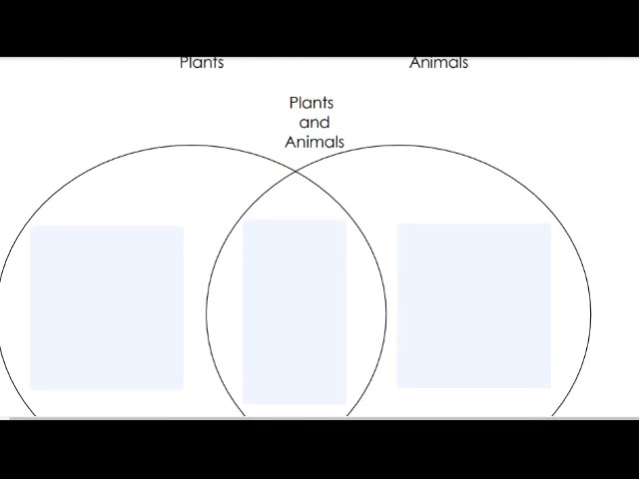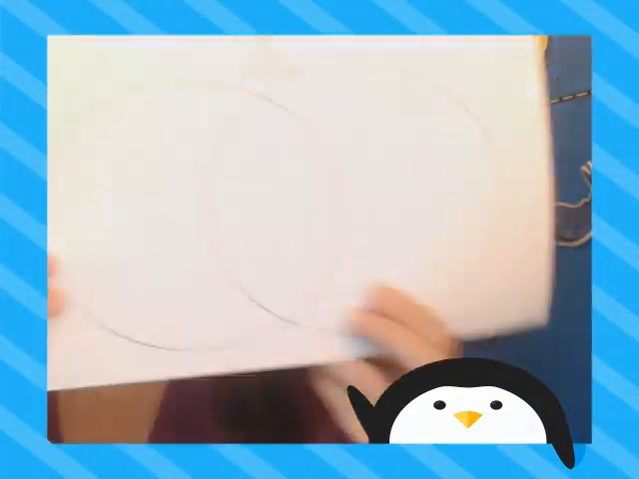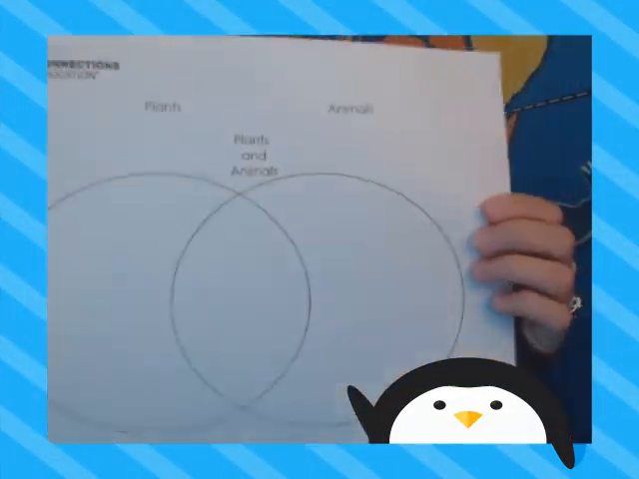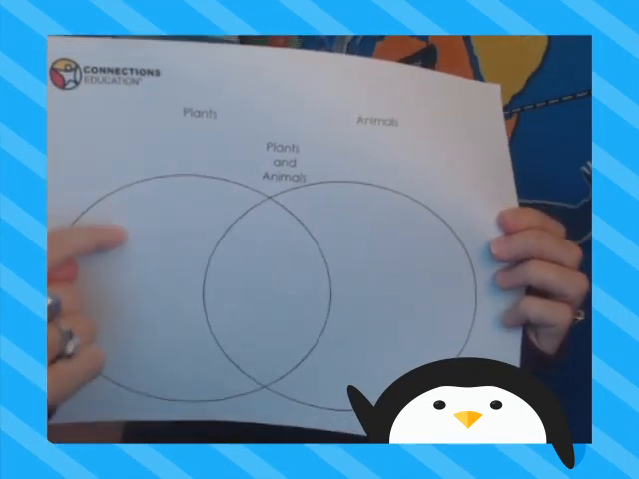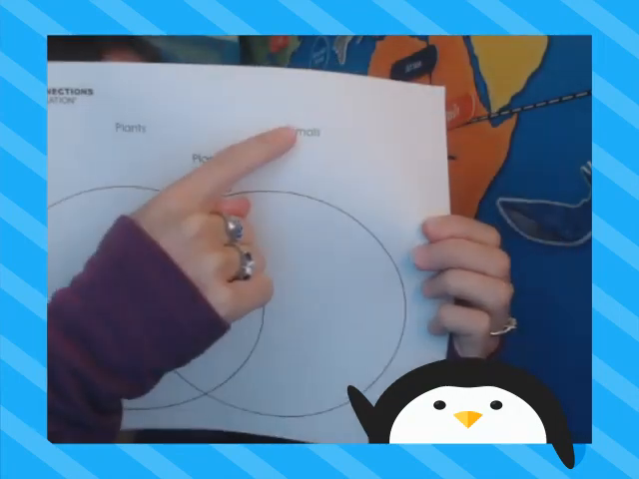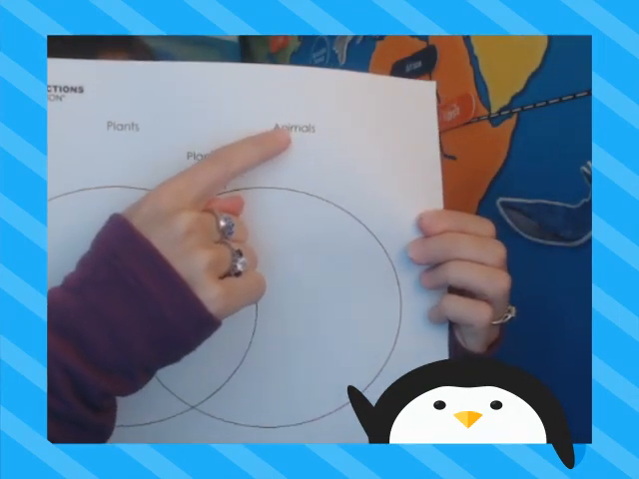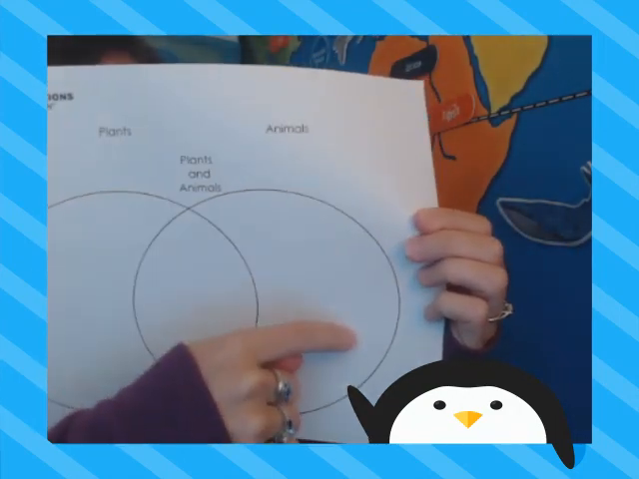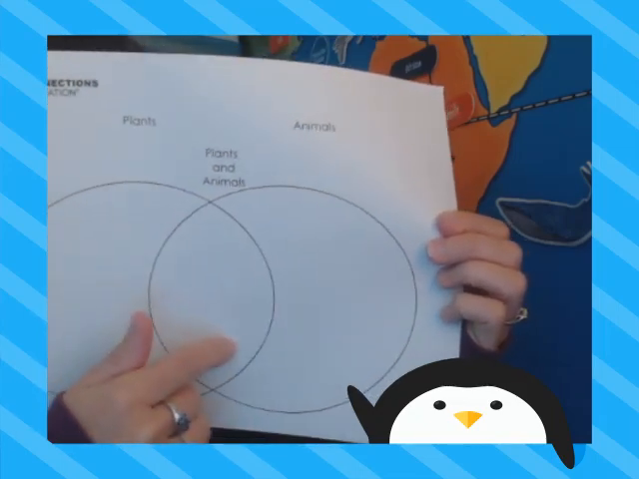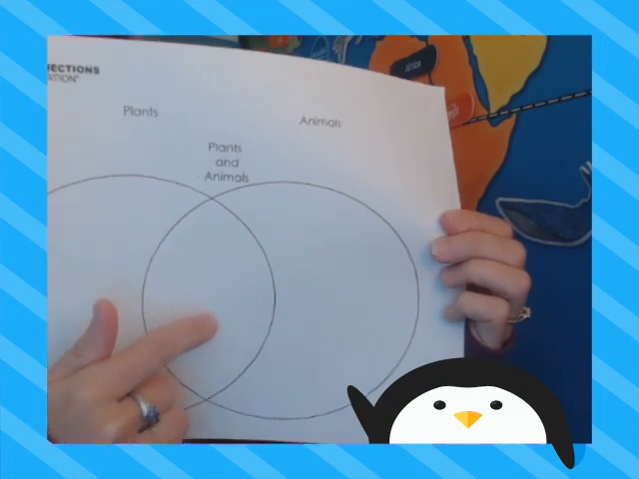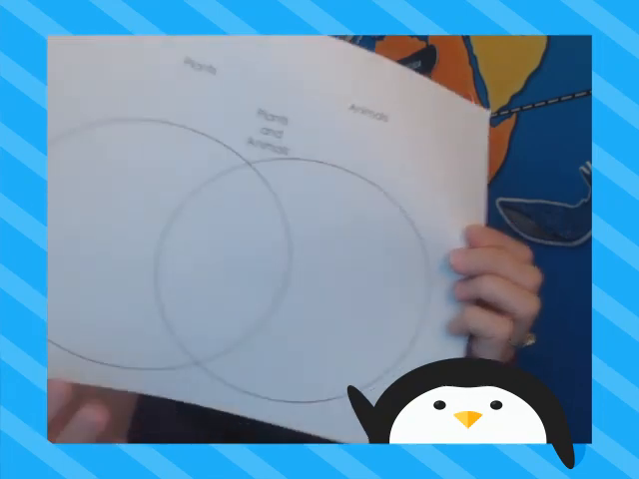Let's go back up to our worksheet and our Venn diagram. I want to show you how to complete this by showing you an example. Here's my Venn diagram I've printed out. You can see the title on this side says plants. So anything that is a plant will go on this side. The title on the other side says animals. So anything that is an animal will go on this side. In the middle, where the two circles overlap, I will put characteristics that both plants and animals can have.